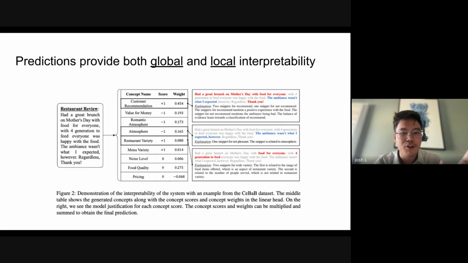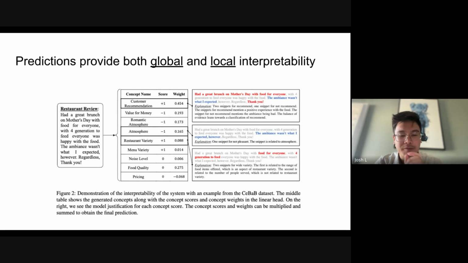And looking at what inference looks like now under this system, you can see here that on the left, you have the input restaurant review. And in the middle, you have what the concept bottleneck looks like. So in the concept bottleneck for restaurant reviews, you have customer recommendation, value for money, romantic atmosphere again, restaurant variety, all existing as concepts.